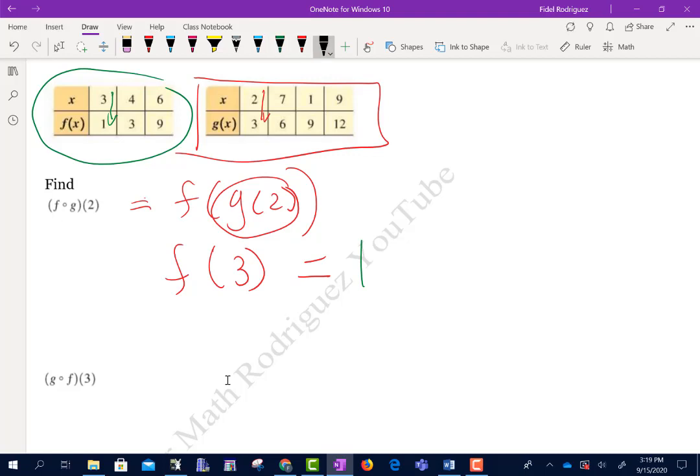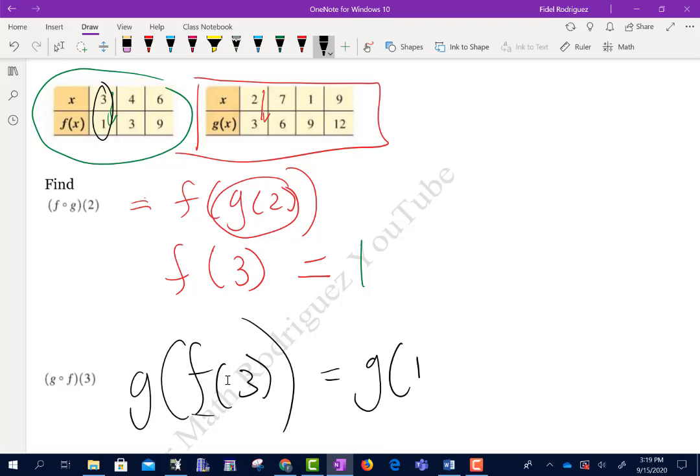All right, let's try the same thing here. So I'm going to write it the way it's supposed to be written. G of f of 3, the inside function first. So f of 3, we know, is 1. So this is g of 1. Then I'm going to come back to my g function up here. G of 1 is 9. Okay.